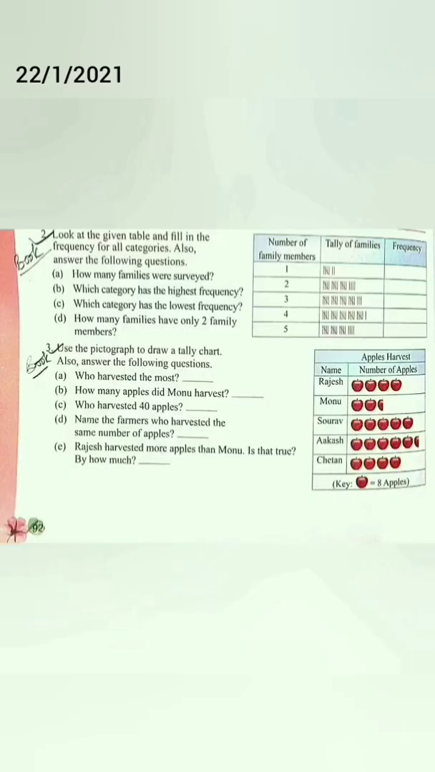Now we will move forward to question 3, and we can see that in question 3 the data has been presented in the form of a pictograph. So we are going to learn how we can read this pictograph to answer the following questions. In this pictograph we can see that a picture of one apple is representing 8 apples. Now we will use this information to find the number of apples harvested by Rajesh, Monu, Saurav, Akash and Chetan.